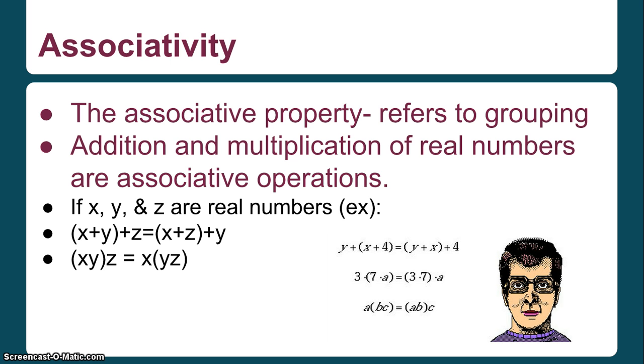The associative property refers to grouping. Basically, this works for addition and multiplication of real numbers. As long as x, y, and z are all real numbers, if you group the first two, and then group y and z, you will get the same result. Same thing with multiplication. It works for addition and multiplication. You can regroup them.